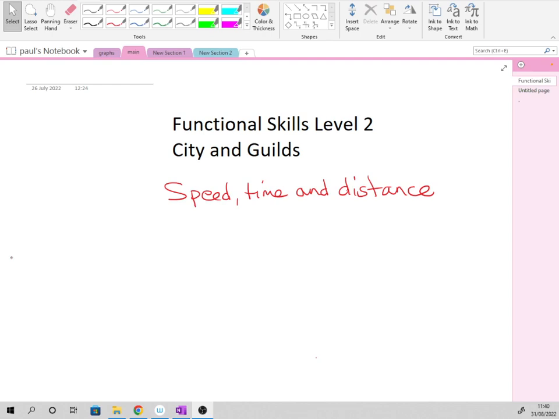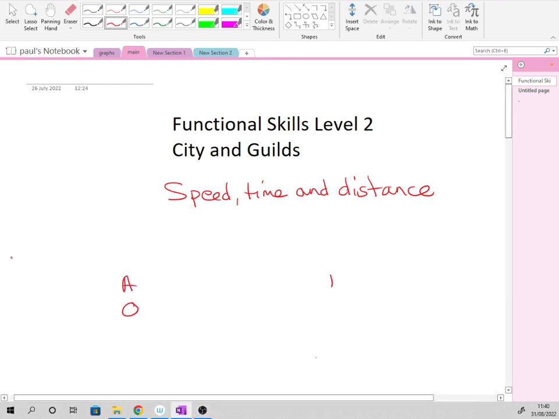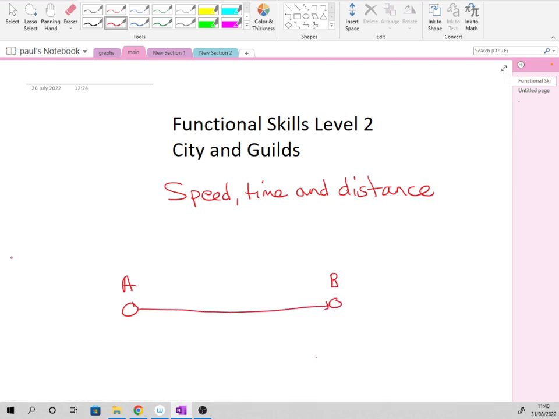Hello, right, this one's speed, distance and time, or speed, time, distance, the way I've written it. Now, there is a relationship between all these three things. Now, let's have a look. There is town A, and there is town B, and there's the distance.